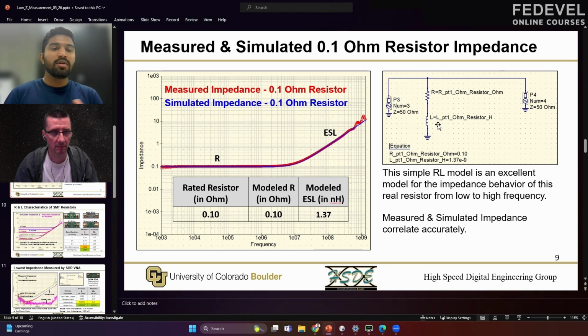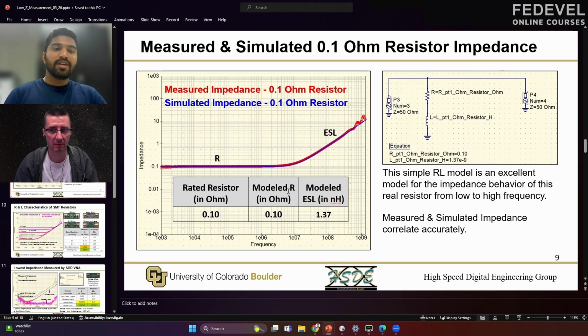So the R value we know has to be somewhere around 0.1 ohms. And as this component is a surface mount component, usually its ESL value is going to be somewhere around 0.5 to maybe 2 nanohenries at the most. That is the kind of range we can expect. We can vary the R and L values such that we have an exact overlap between the measured and the simulated plot. This can be useful if you have a more complex system built from these same components, because then you can simulate it.